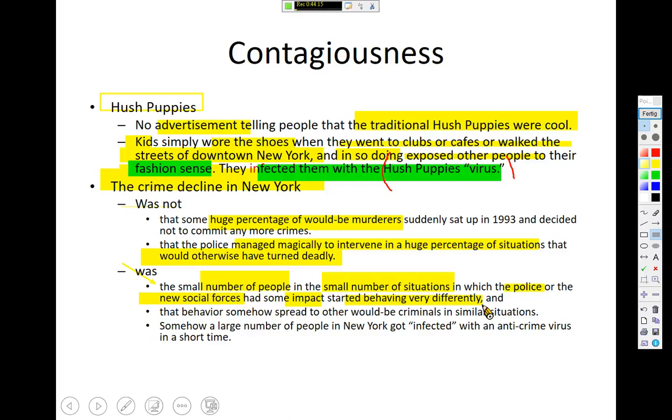Overall, it would be much easier to take rest instead of fighting life or death on the street, right? So how about taking a break? And that kind of behavior somehow spread to other would-be criminals in similar situations. And somehow, a large number of people in New York got infected with this so-called anti-crime virus in a short time.